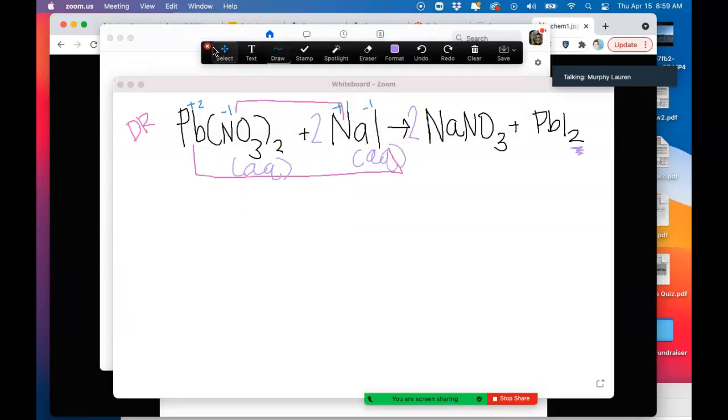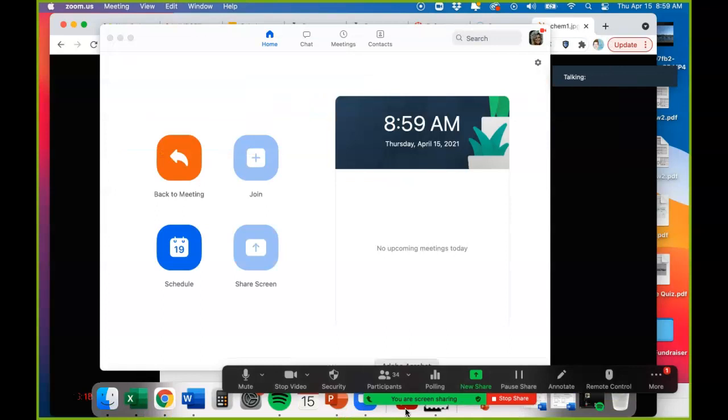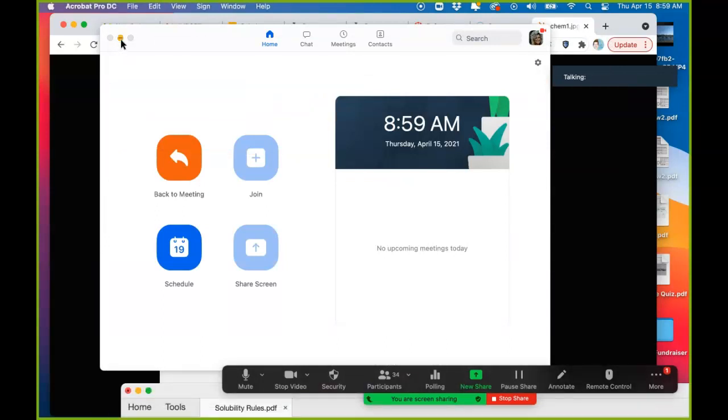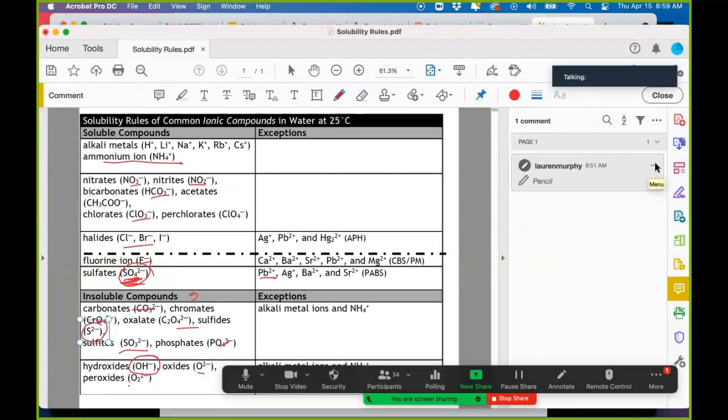Okay, now I told you we use our solubility rules to predict the states of matter of products that are ionic. So we're going to use our solubility rules to look at sodium nitrate as well as lead 2 iodide. So let's pull them up. So sodium nitrate.